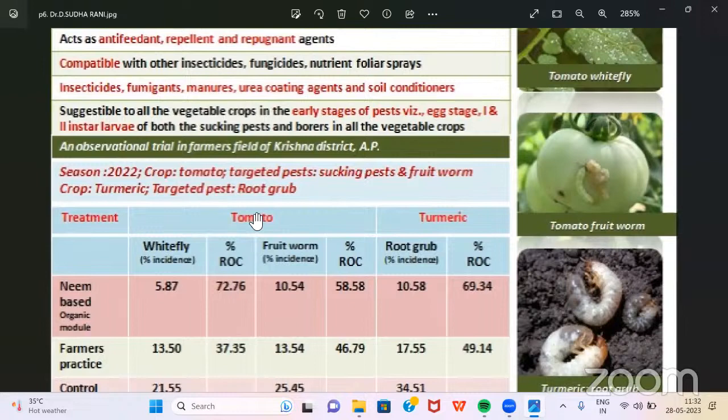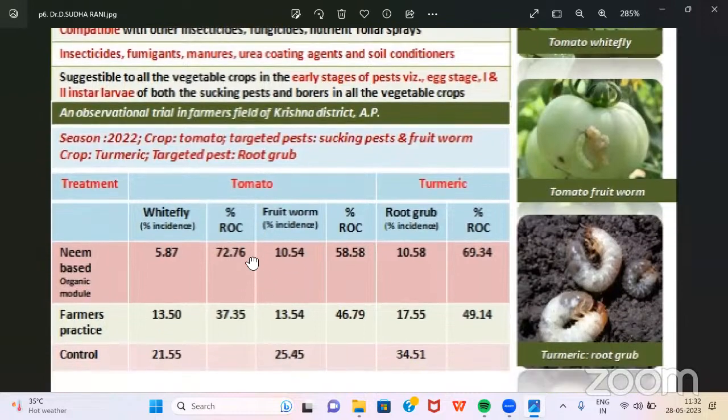Here we have conducted a small trial in farmers' fields along with the Raitu Bharosa Kendra of the district resource center of our Krishna district, Andhra Pradesh, where we majorly concentrated on both tomato and turmeric crops.